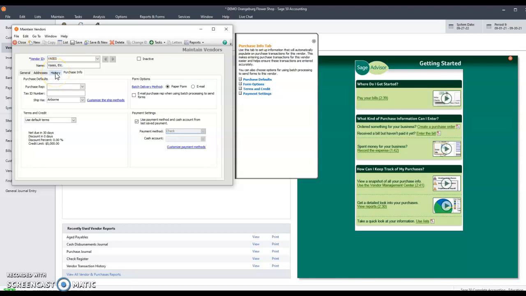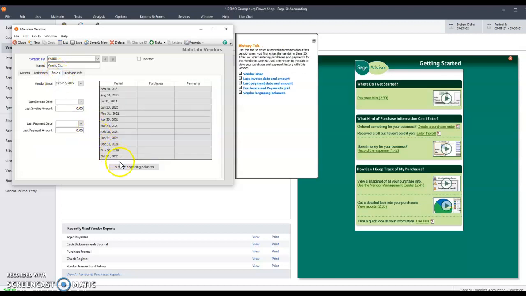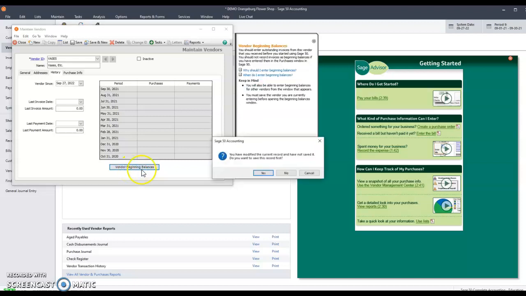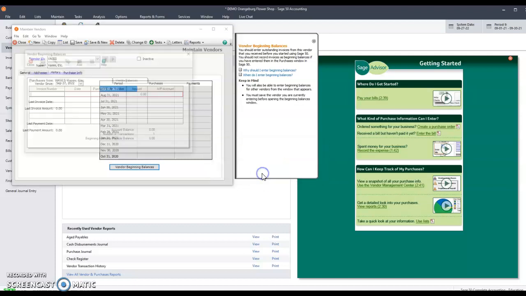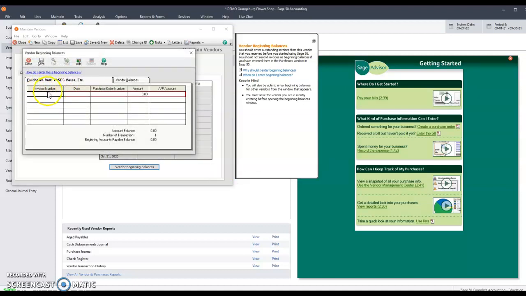The other tab I'm going to use is the history tab, and I'm going to go down to the vendor beginning balance. It's going to ask me, do we want to save the record first? Yes, we want to save it. Okay, then it wants the invoice number, and according to the Word document, remember all the stuff that I'm putting in is from the Word document. So from the Word document, it is invoice 1234, and it was from September 29th of 2022.